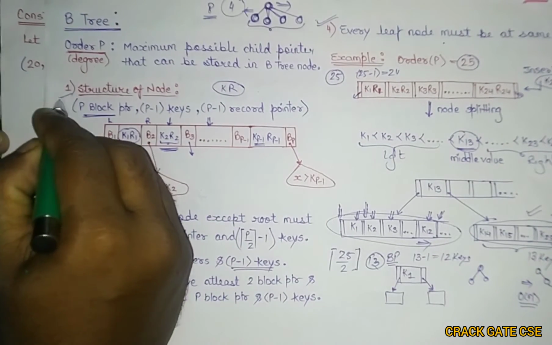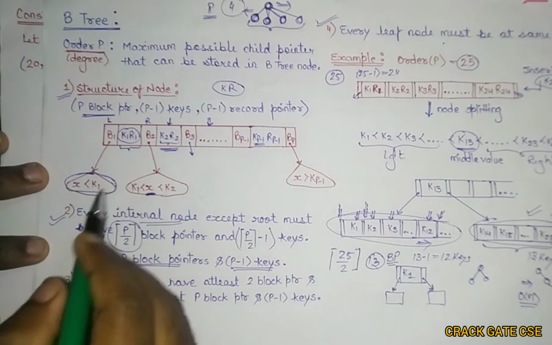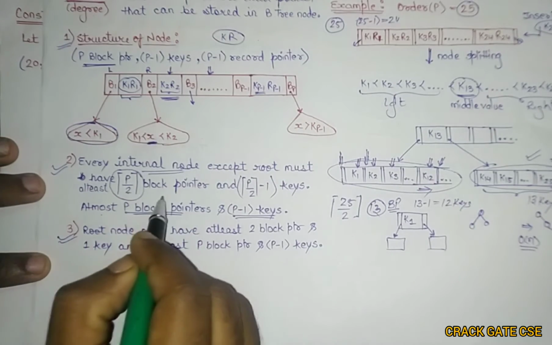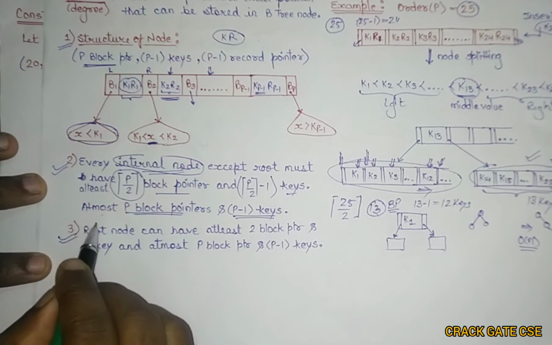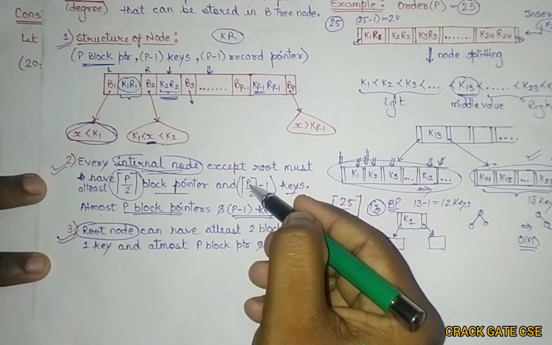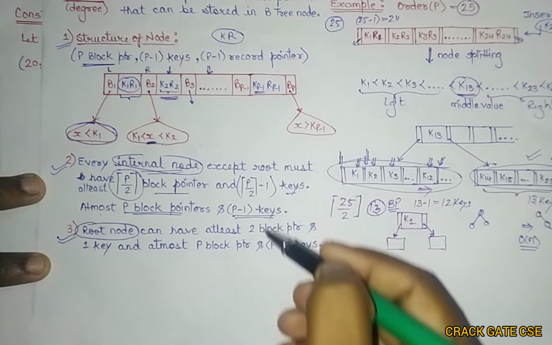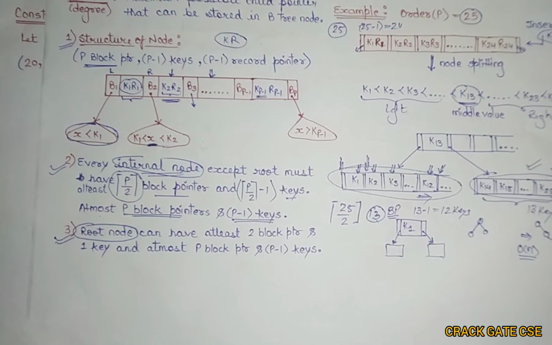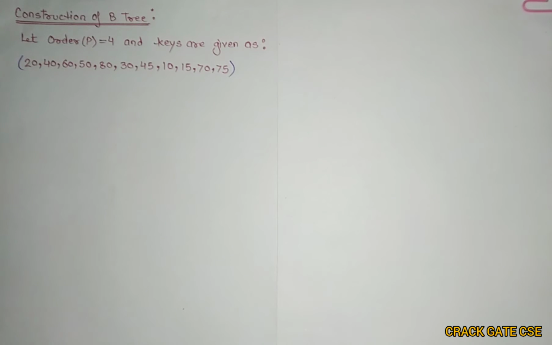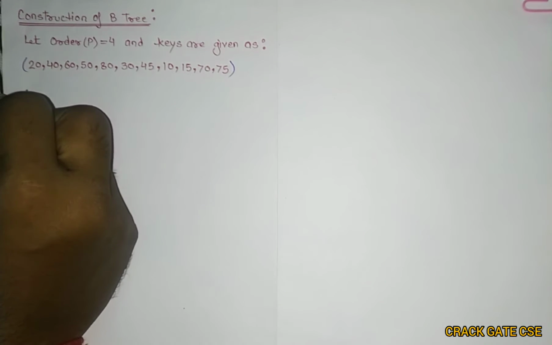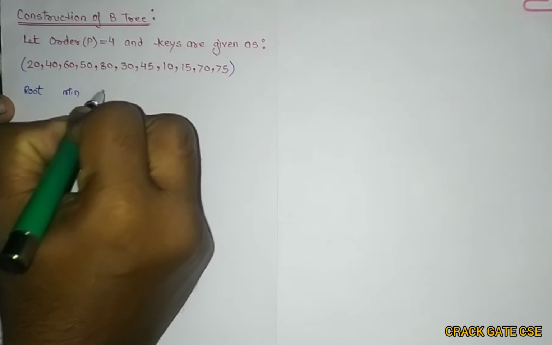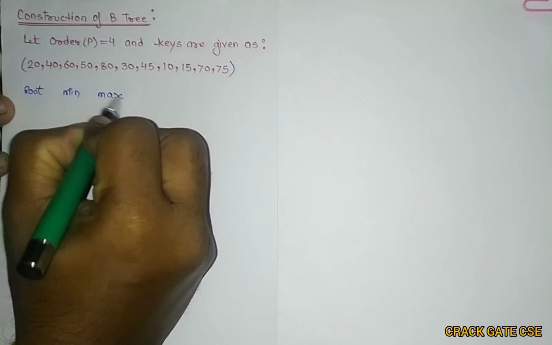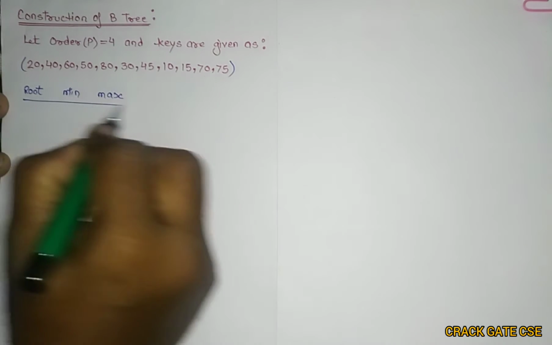Here I discussed the structure of a node in the previous video, along with points like what the block pointers and keys should be in the internal node and in the root node. To ensure these two properties, we will first create two tables. One will be for the root node, the other for the other nodes. For the root node, we have to find the minimum and maximum block pointer and key values.